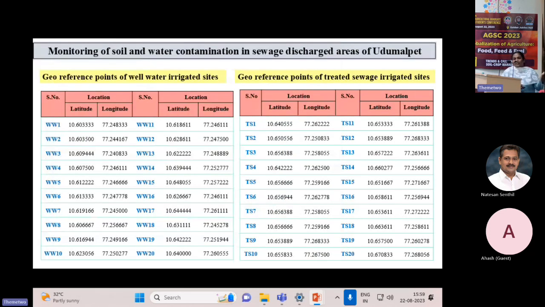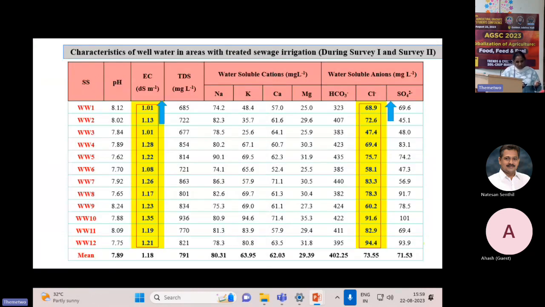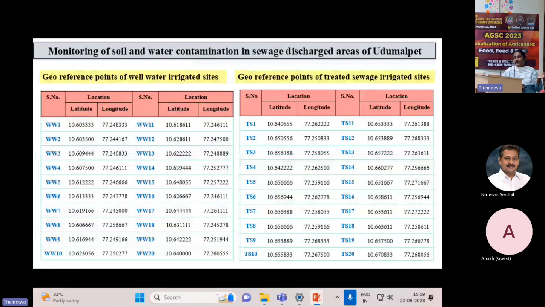And this is my study area. I have chosen nearly 40 sites, and of those 40 sites, I took 20 sites for well water irrigated samples and 20 sites for treated sewage irrigation sites. And these sites were GPS tagged.